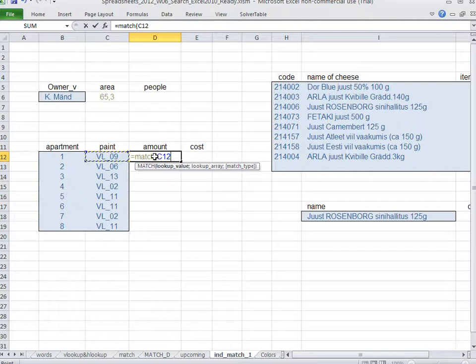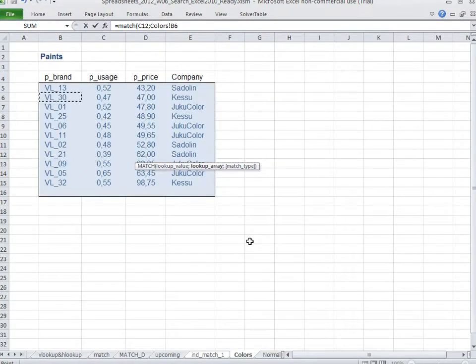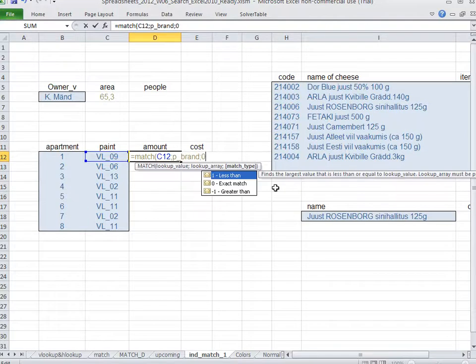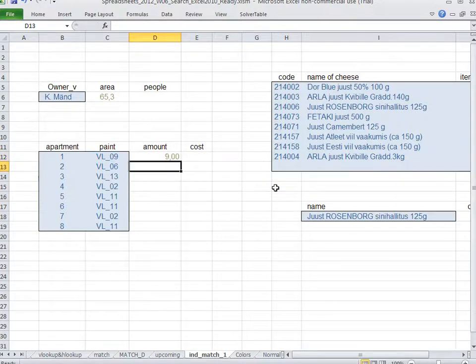and we match it in the block called, now we have to check this, this block is called P brand, paint brand. So here it is, we match it. Sorry, this got messed up. Again, P underscore brand. We match it from there with a 0, as always. Now, let's press enter.